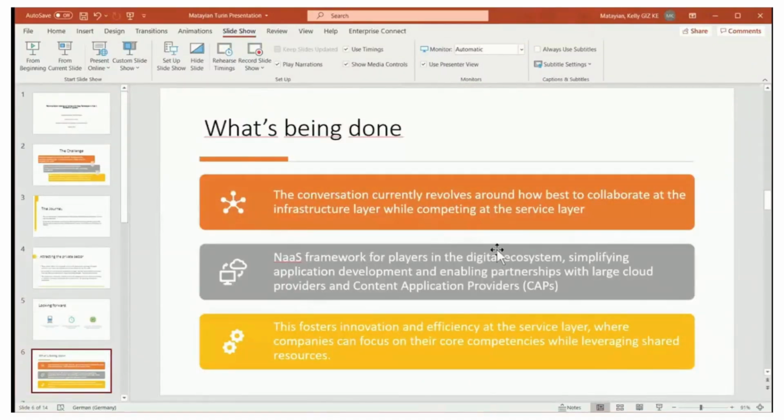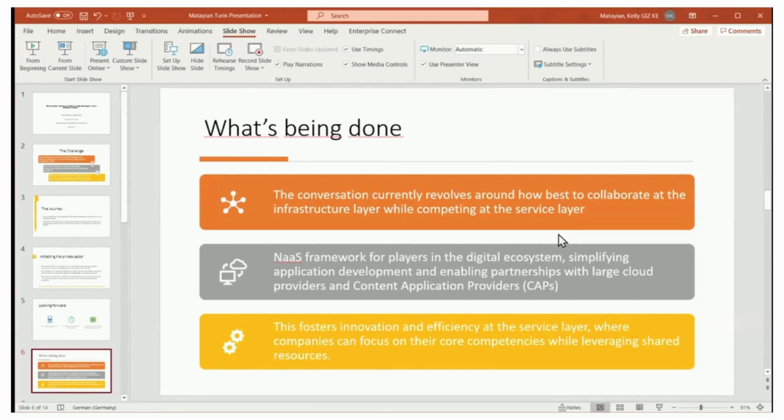So we first of all look at what's being done currently. This is not a conversation that's unique to Africa in itself, and it revolves around how best we can collaborate at the infrastructure layer while competing at the service layer. And for example, within some segment of the industry, network as a service has been deployed as one of the best solutions to implement this.